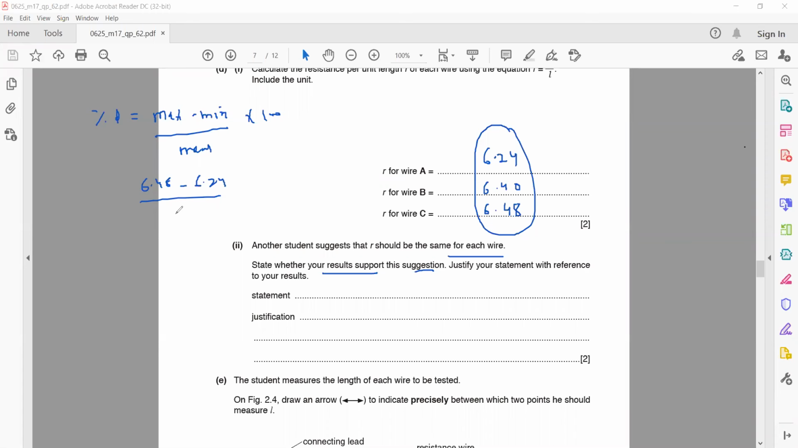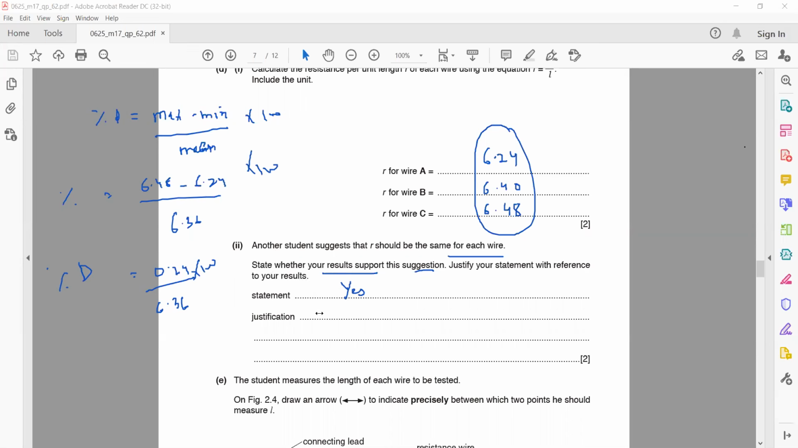Sir, it's maximum minus minimum over what? Divided by the mean, the average. So 6.36 times 100. So what is the answer for percentage difference? 6.48 minus 6.24 is equal to 0.24, divided by 6.36 times 100. The percentage difference is how much? 3.77 or 3.78.